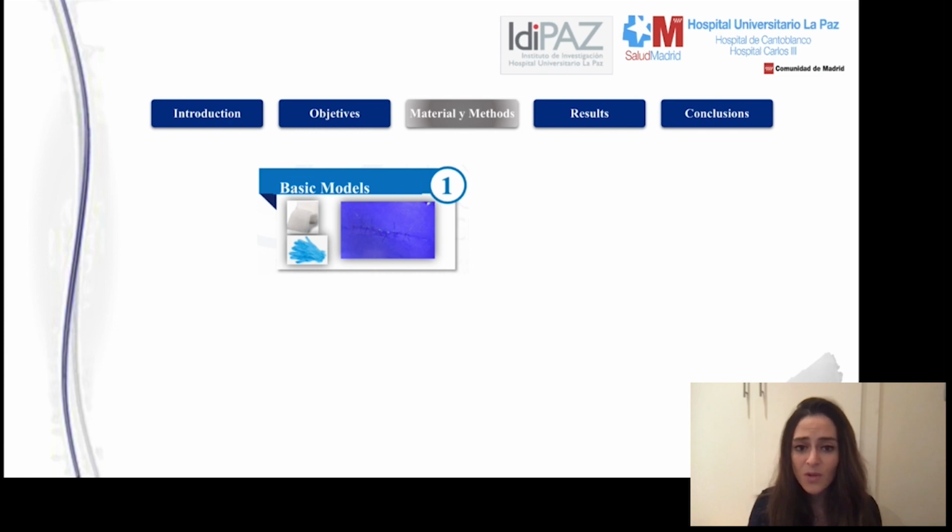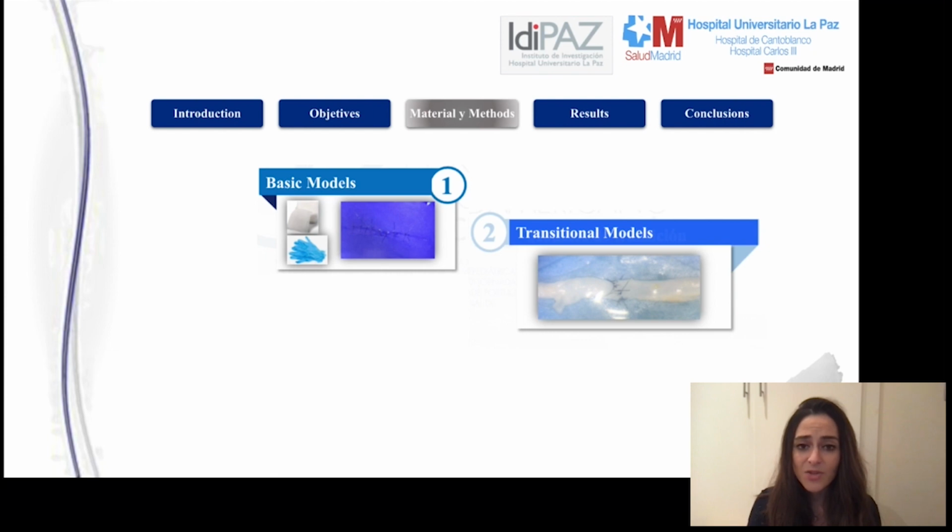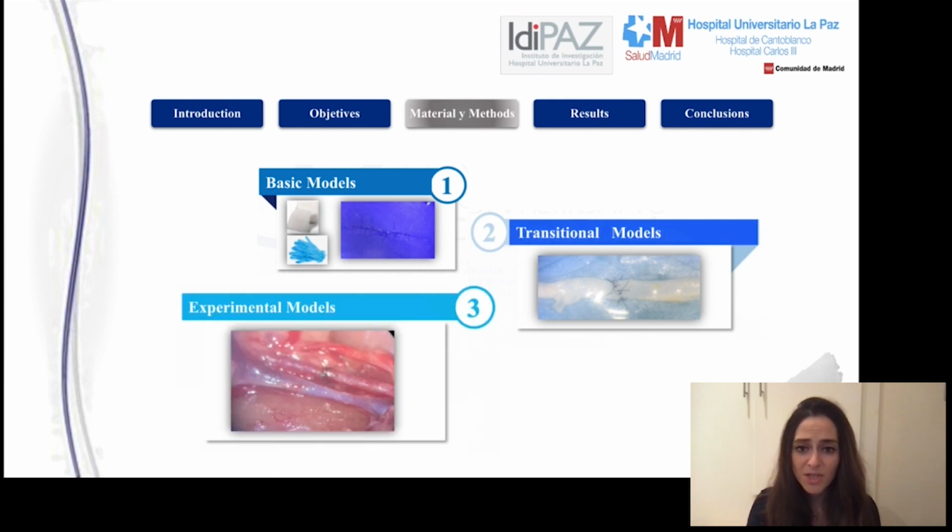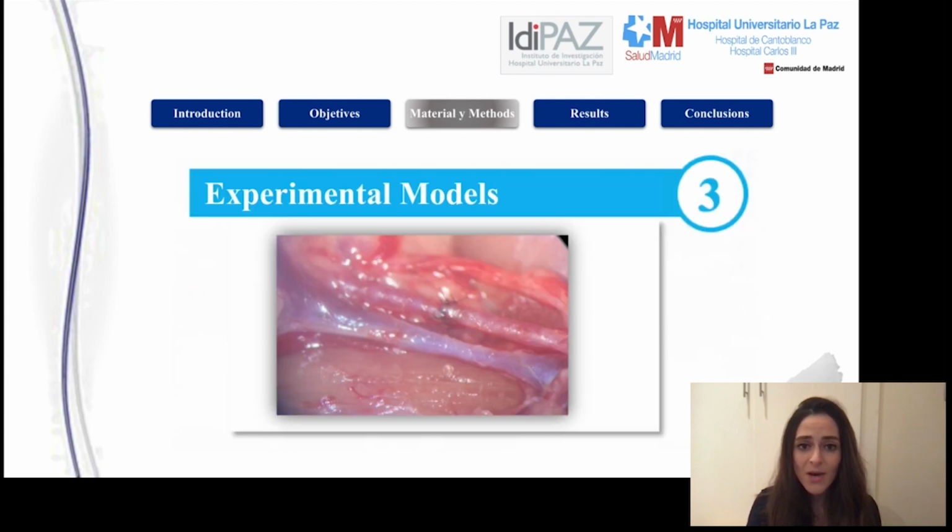First, basic mode, that includes the activity in non-living material. Second, transition mode in cryopreserved artery. And finally, experimentation mode with live animals, in this case with the rats. We decided to focus on describing and analyzing the experimental modeling with the rats.